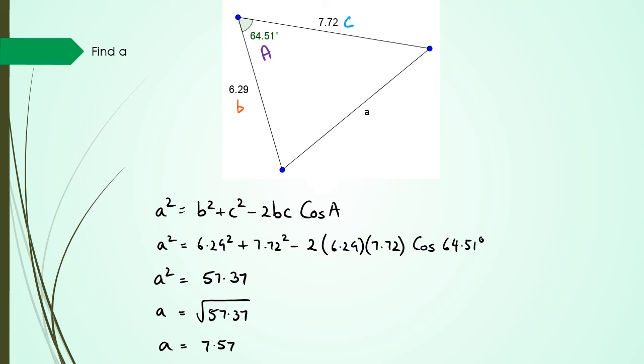Cool, that's basically it, guys, for this session. That's how you actually use cosine rule to find the missing side. In the next video, we'll be looking at using cosine rule to find the missing angle.